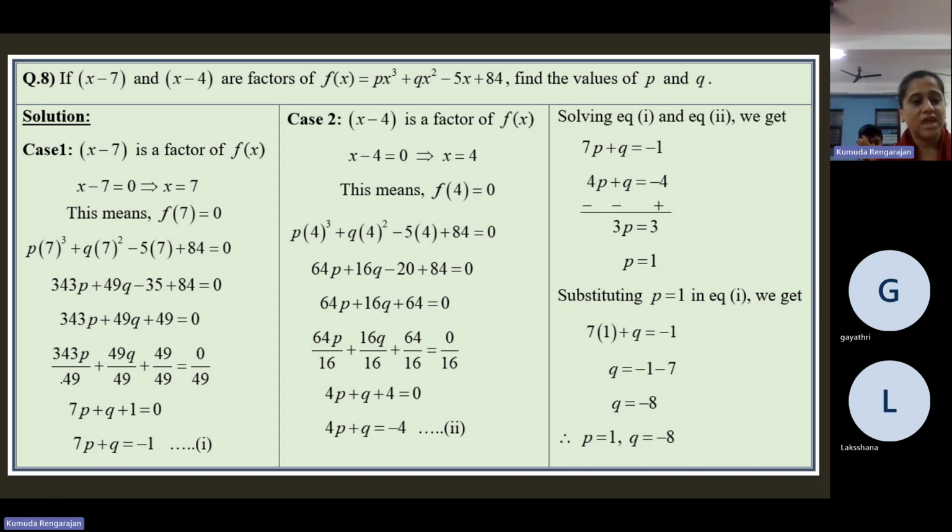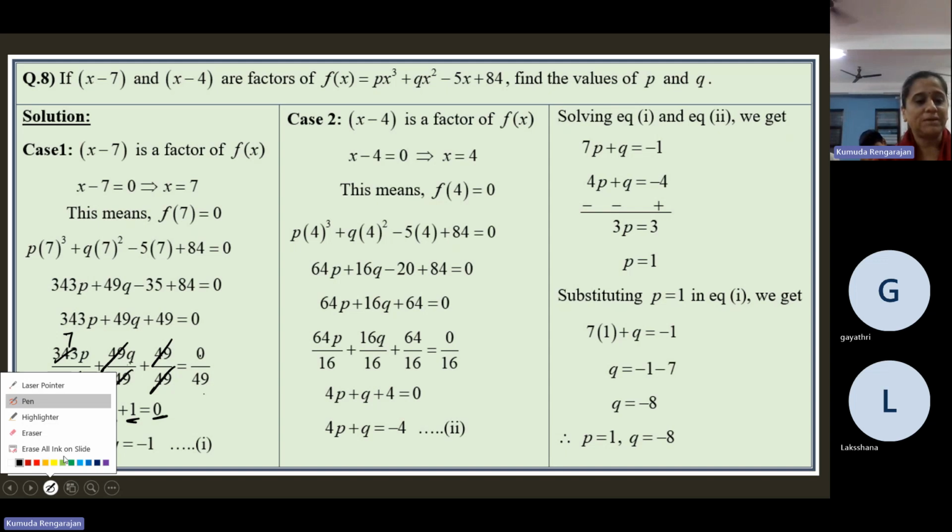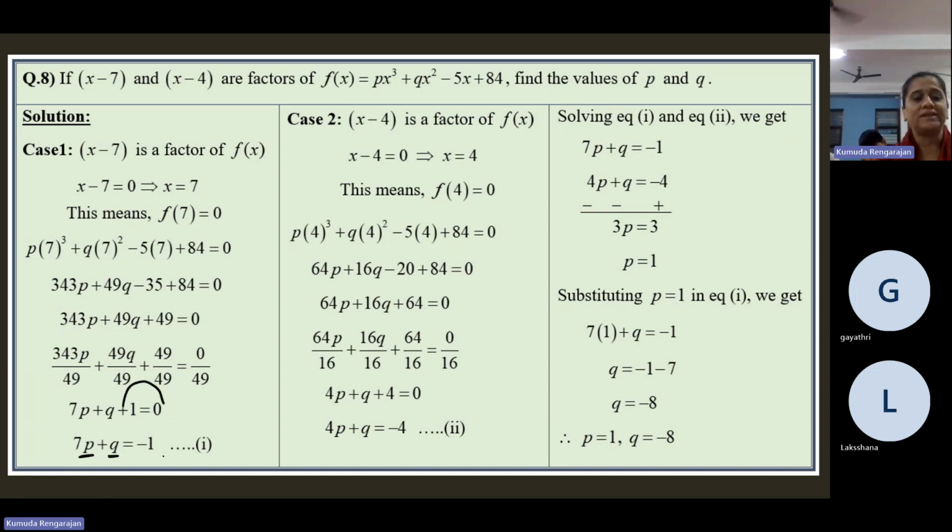So you can see that here. Every term of the left hand side and right hand side by 49. So you're simplifying the equation. So this one cancels, 49 ones are 49, 49 sevens are 343. So 7P. 49 cancels, so Q. This Q here, 49 cancels. 1, not 0. 0 by 49 is 0. So the equation is 7P plus Q is equal to minus 1.